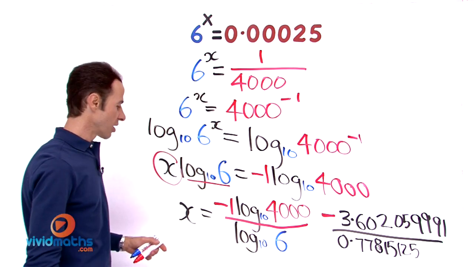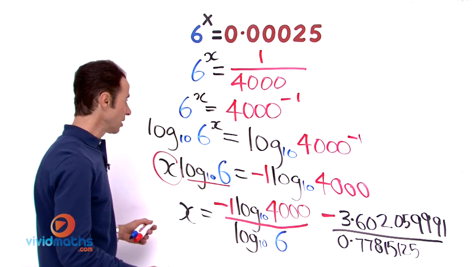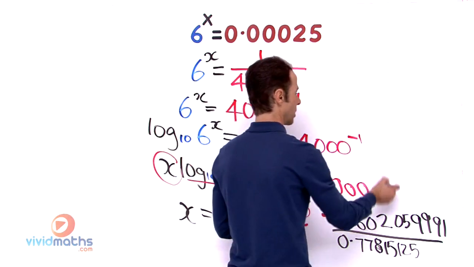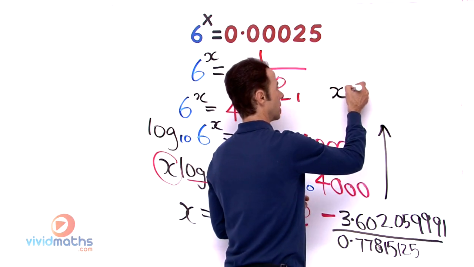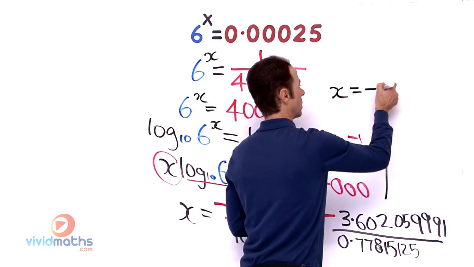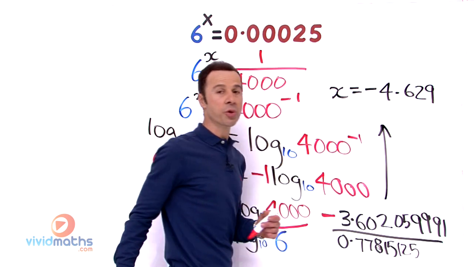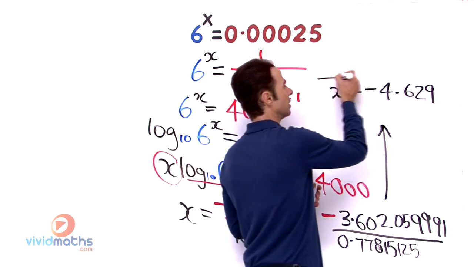So that's going to give us a grand total. The final answer, solving for that x there, is going to be -4.629, and I'll just do it to 3 decimal places.